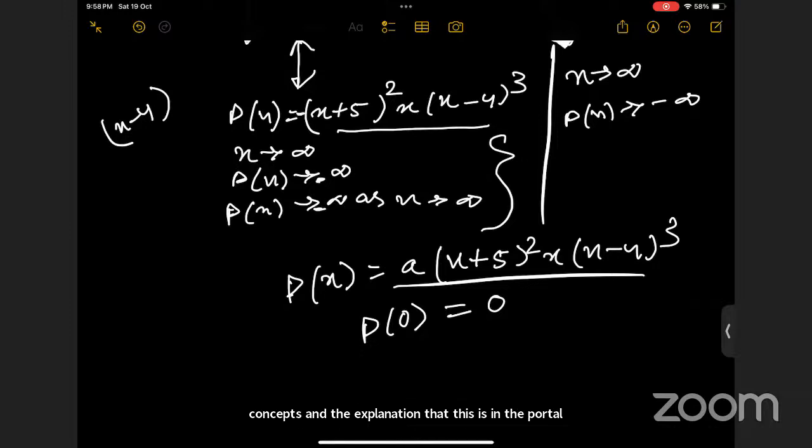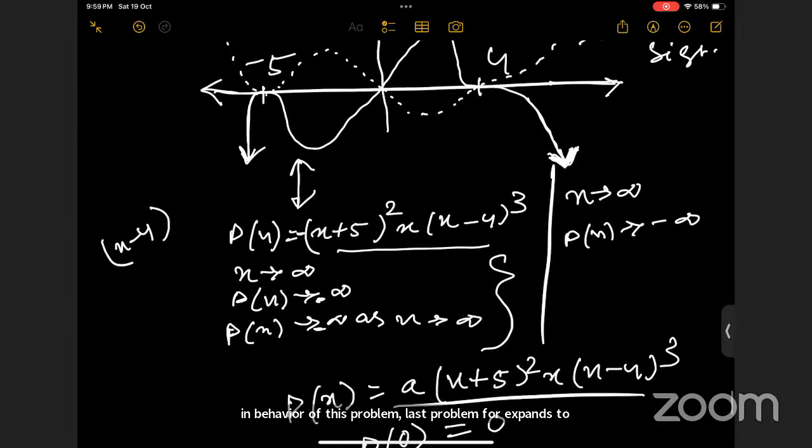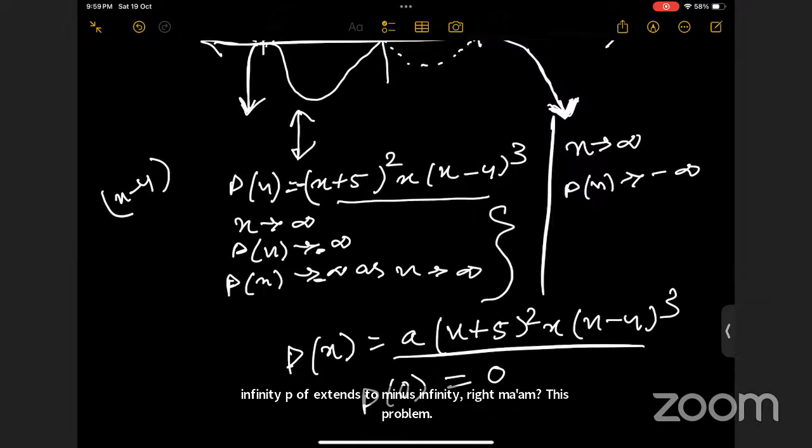Ma'am, I have one doubt regarding the question. Ma'am, will you explain the end behavior of this problem, the last problem? For x tends to infinity, p of x tends to minus infinity, right, ma'am? For x tends to minus infinity, p of x tends to also minus infinity, right, ma'am? Yes.